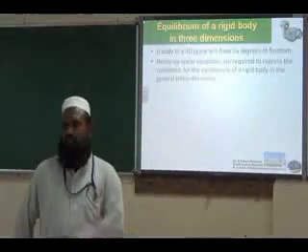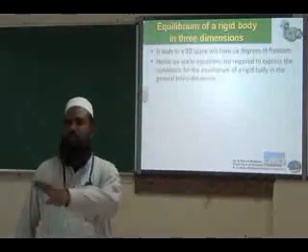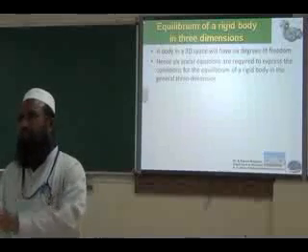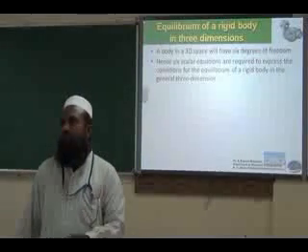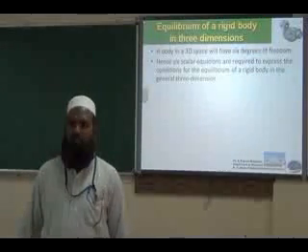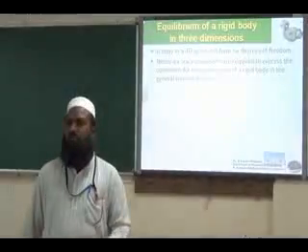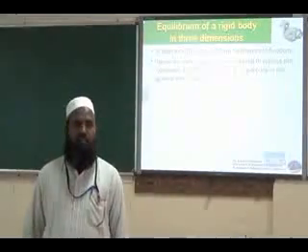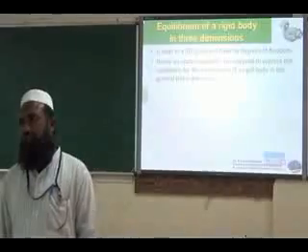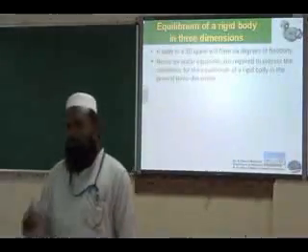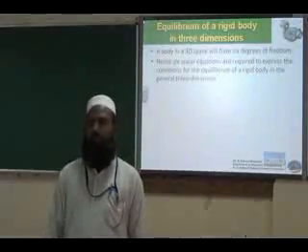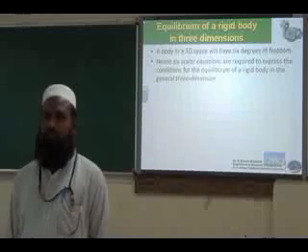It is beyond the scope of our syllabus, so we are not going to touch the indeterminate system in engineering mechanics. Maybe you will be studying about this indeterminate system in your solid mechanics next year, next semester. So now we will continue with the 3-dimensional equilibrium conditions.